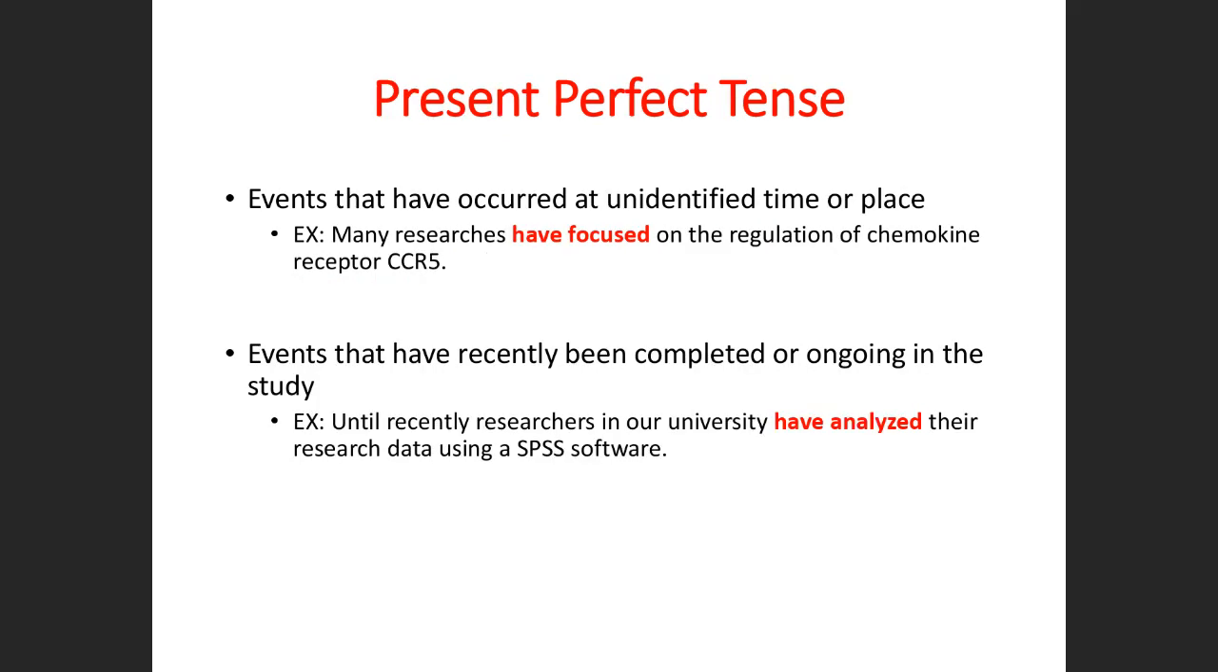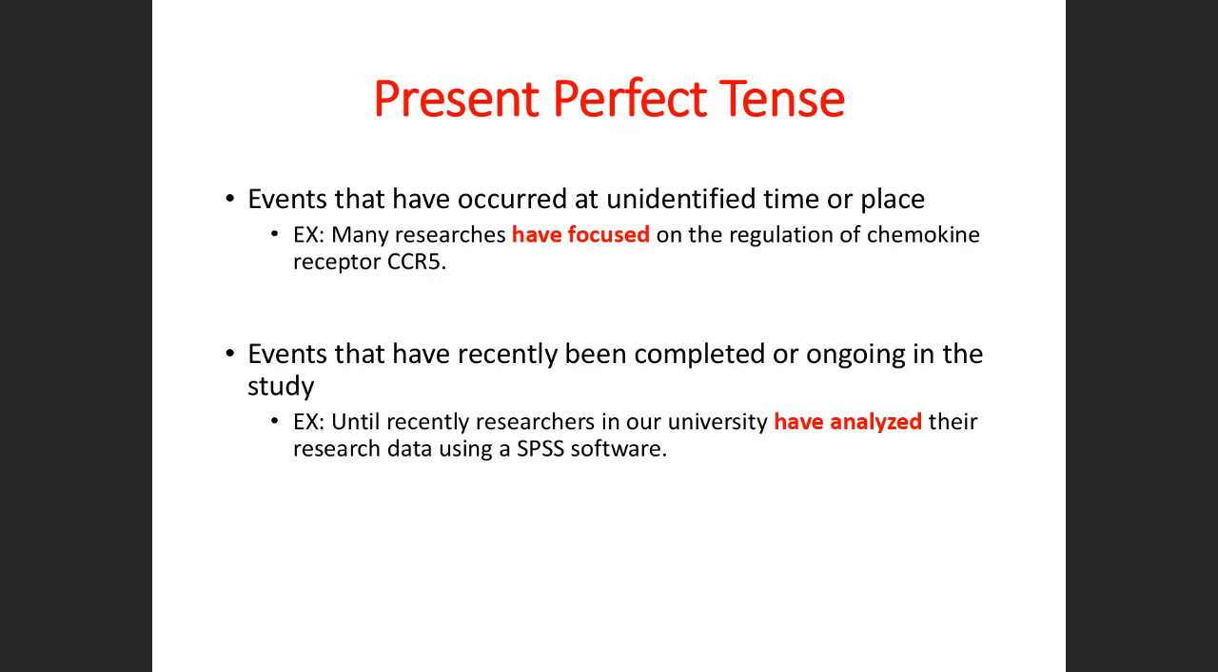Present perfect tense can also be used in your introduction in two events. The first one, events that occur in an unidentified time or place. You can say, many researchers have focused on the regulation of chemokine receptor CCR5. This chemokine receptor is used in the HIV study.